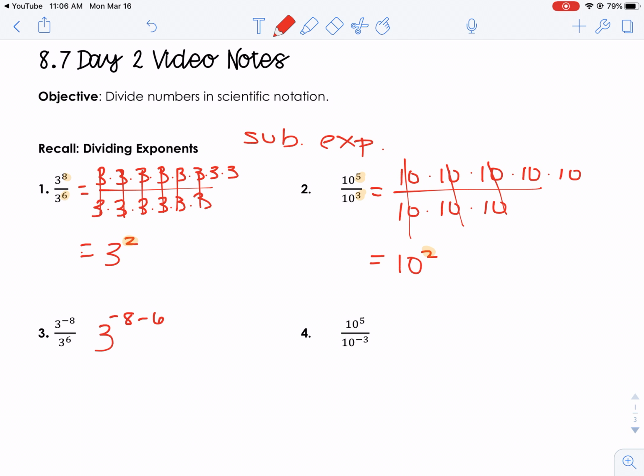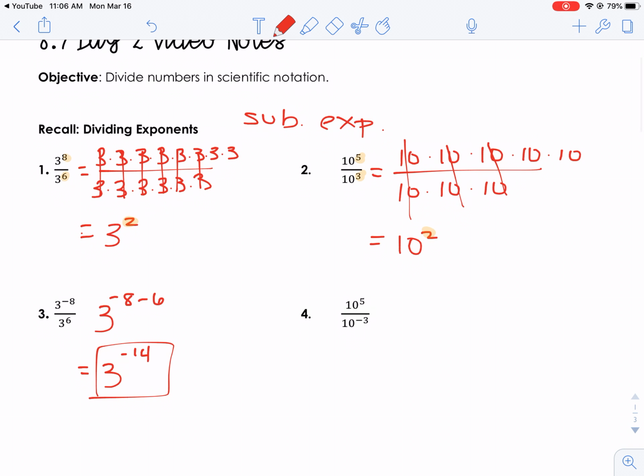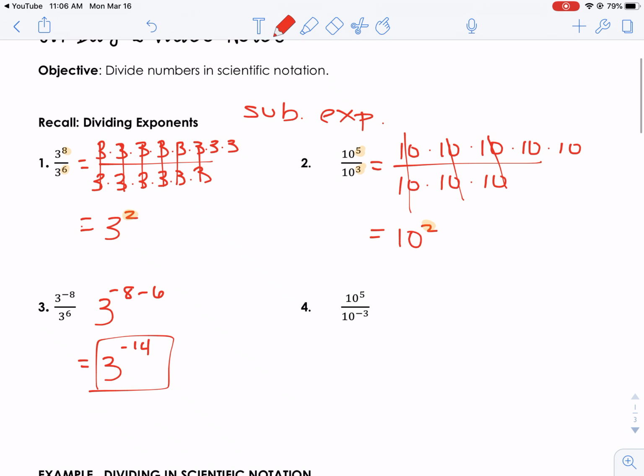So negative 8 minus 6. Negative 8 minus 6 gives us negative 14. So this would be 3 to the negative 14th. In class, when we talked about our exponent rules, we did not leave things with negative exponents. However, in scientific notation, we will be leaving them. So I'm just going to leave number 3 as a negative value.